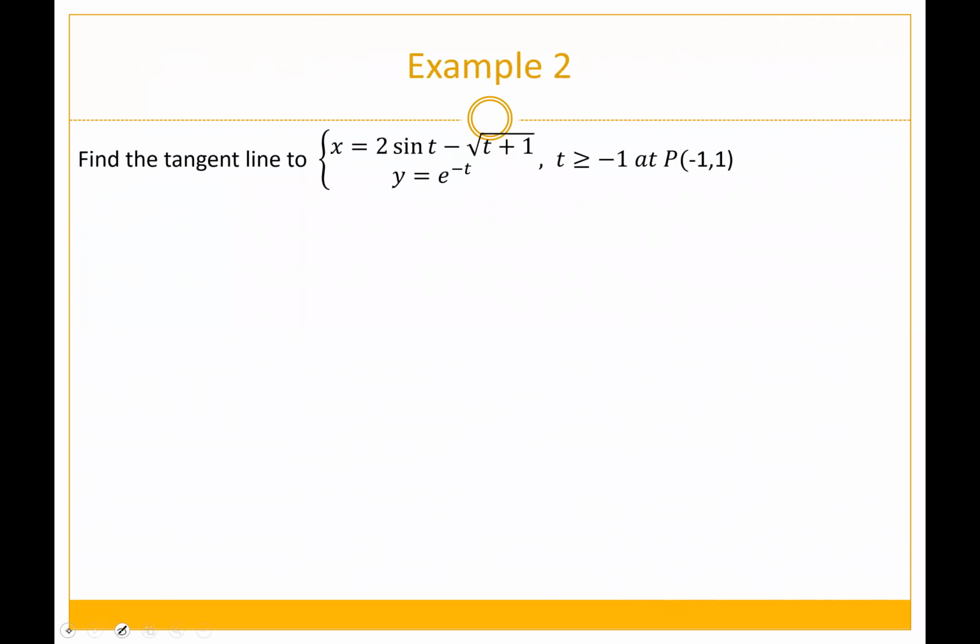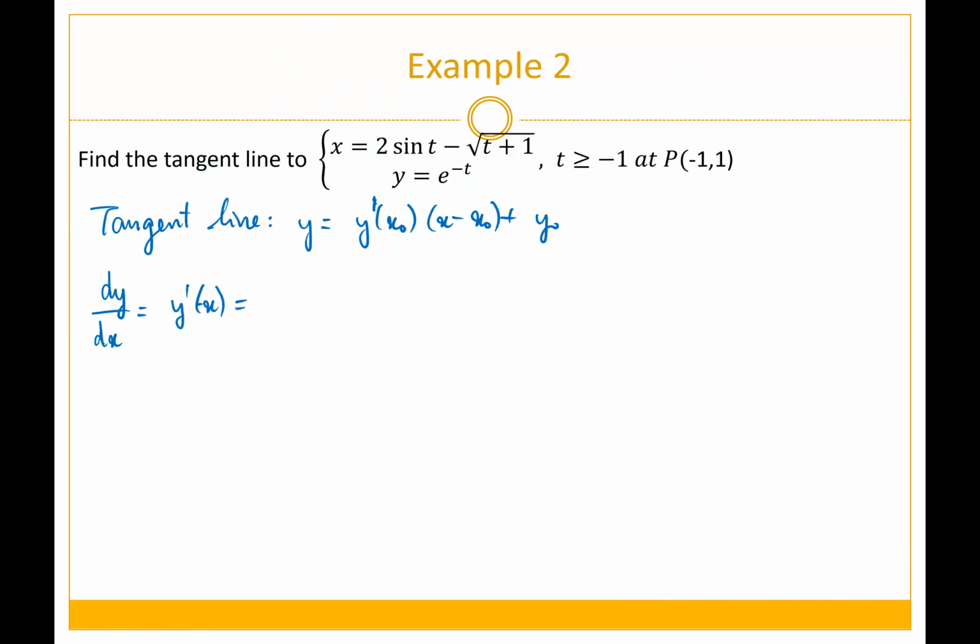Okay, let's go with example 2. Find the tangent line to the curve given by these x and y functions. I always ask you guys to define the general function of a tangent line. It's y equals y prime at x0, times x minus x0, plus y0. Now let's find the derivative here, dy over dx, which is also y prime of x. It's going to be dy over dt divided by dx over dt. So this one we have negative e to the negative t, 2 cosine t, minus 1 over 2 square root of t plus 1.